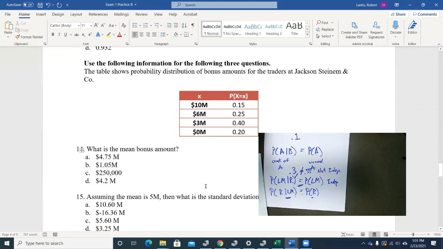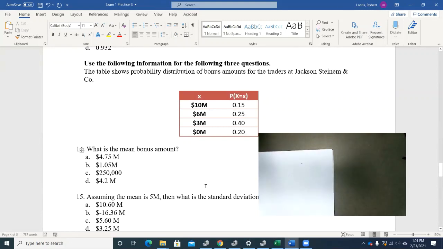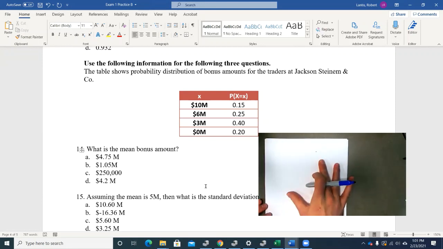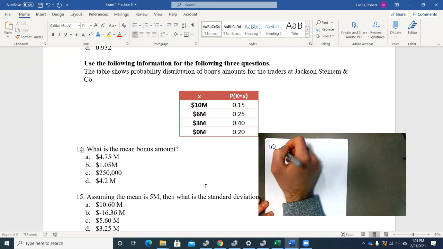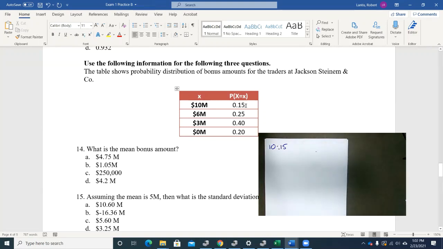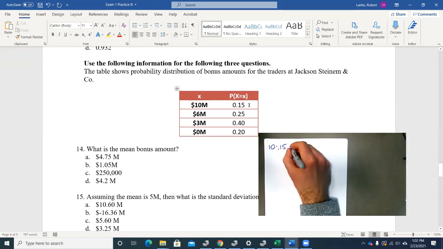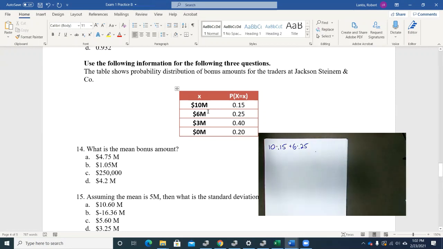So really what I'm doing there is, what's the very first outcome that I see here? At 10 million times what's the probability that we see 10 million? 0.15. Add to that the next possible outcome of 6 million times the probability we see that 6 million bonus, plus the next outcome times the probability it occurs, and then finally plus the final outcome of 0 times the probability it occurs. Now usually you would think we have some kind of a denominator, but we said we're really just doing a weighted mean here, where the weights are our probabilities.